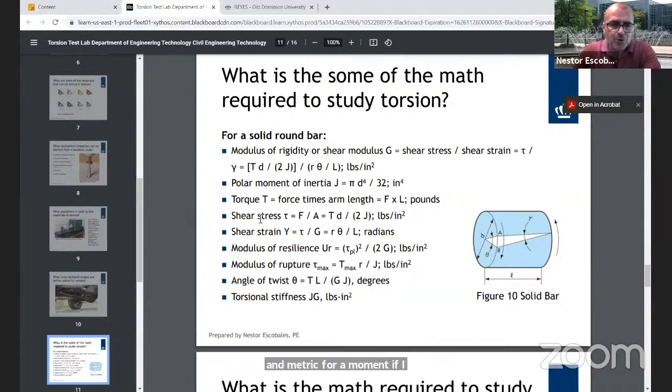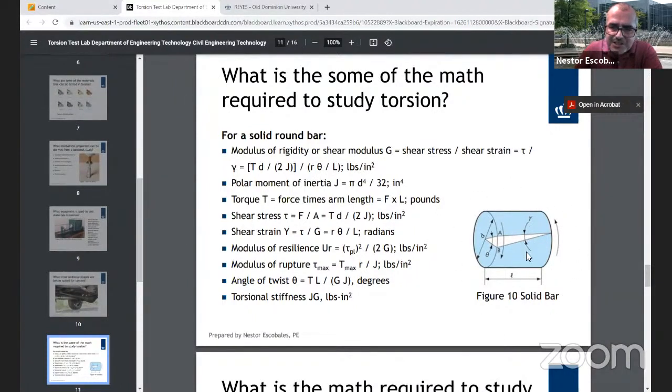Polar moment of inertia, torque, shear stress, shear strain, modulus of resilience, modulus of rupture, angle of twist, torsional stiffness. So you have all of these equations. Each one of them has variables. Those variables are associated with the figures.